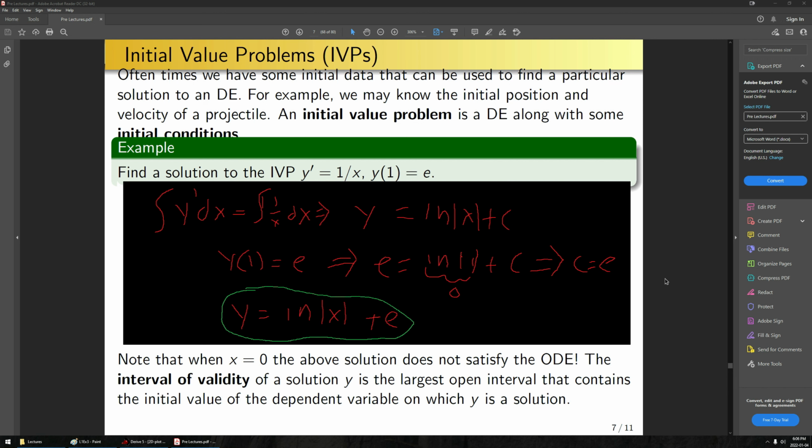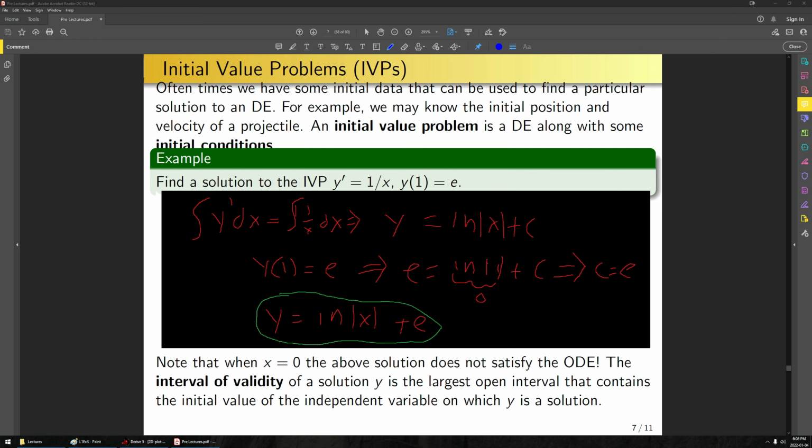It's called the interval of validity. The interval of validity of a solution y is the largest open interval that contains the initial value of the independent variable or variables on which y is a solution. Note here, x is the independent variable. The initial value for this case was just 1. So the interval of validity for this solution y is going to be an interval of the form a comma b that contains 1. So 1 is going to be an element of this, and it's going to be the largest interval such that this function y that I found satisfies the differential equation.